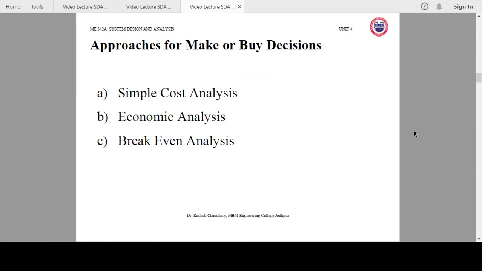Then there are several approaches for deciding on making or buying a particular product. There are mathematical approaches that help you in deciding whether to make or buy a particular product. These are simple cost analysis, economic analysis, and break even analysis. We'll see how they work.